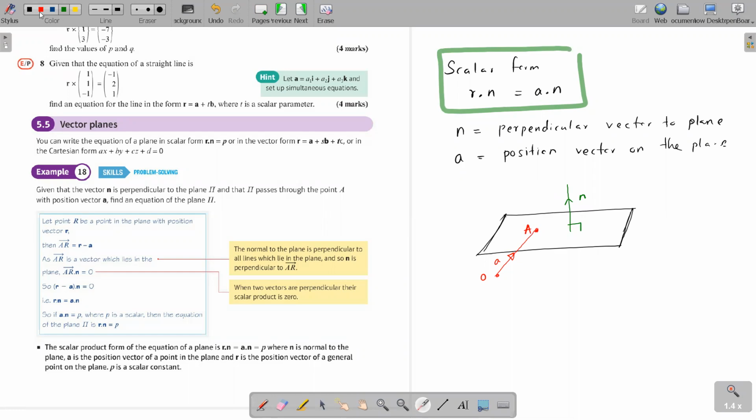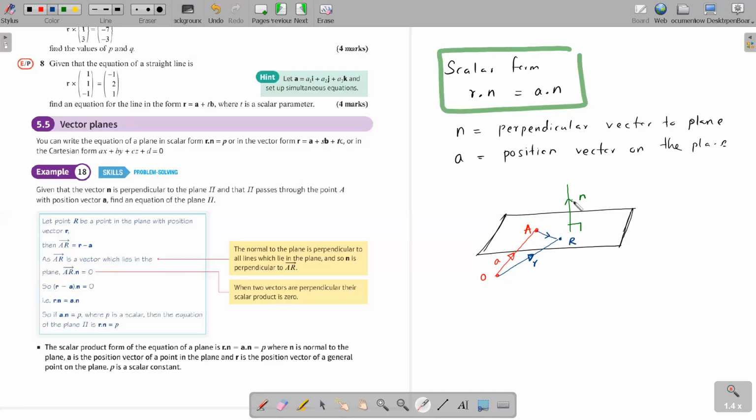Basically they are taking another point called R, a general point. The proof is also very easy to understand, children. They're taking AR. O to R is the coordinate, we measure from the origin. So AR is r minus a. That makes sense? AR is minus a plus r, so that is r minus a. So AR is a vector which lies in the plane.